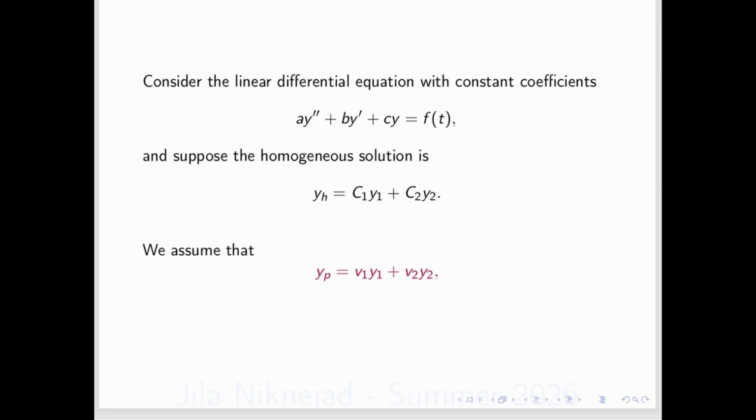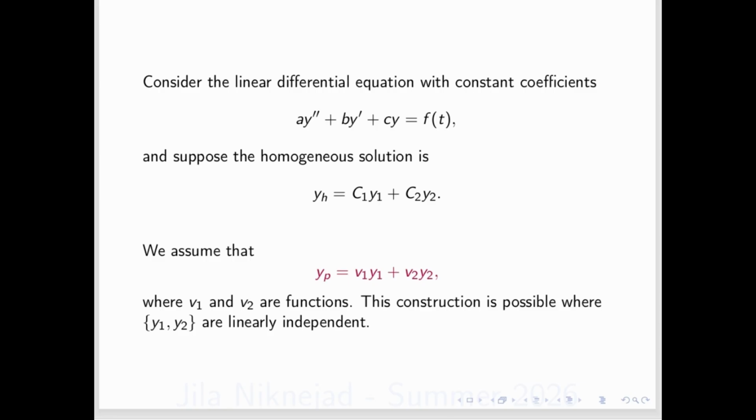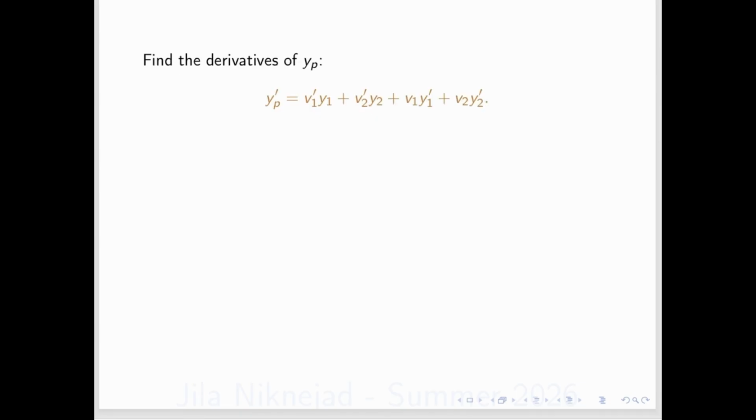We assume that the y particular is going to be equal to v1 y1 plus v2 y2, where v1 and v2 are functions. This construction is possible where y1 and y2 are linearly independent, forming the fundamental set of solutions for the homogeneous equation.